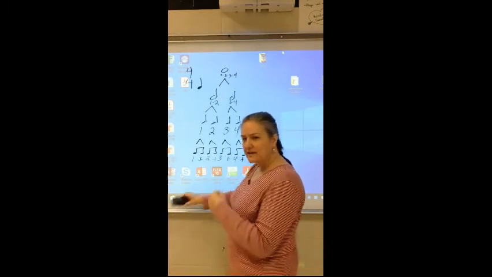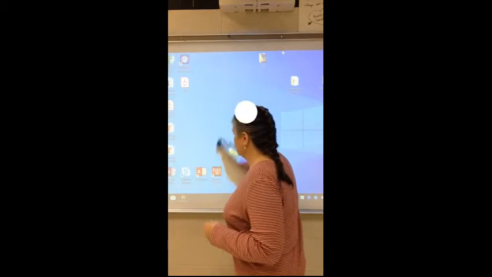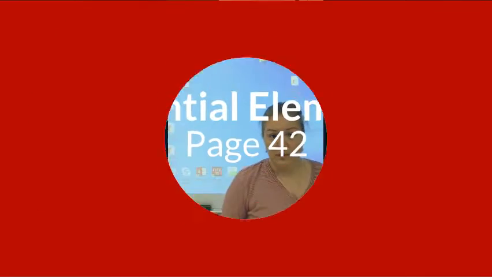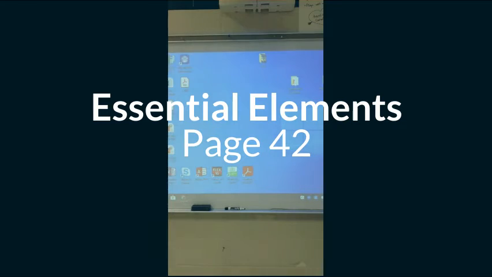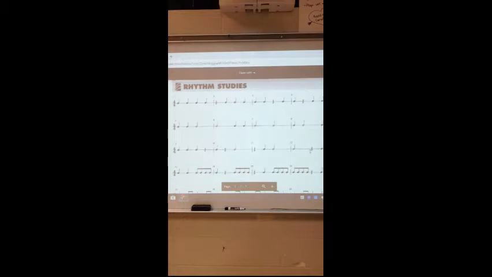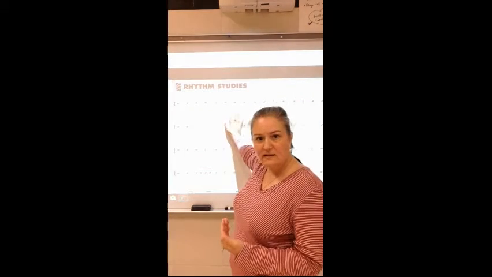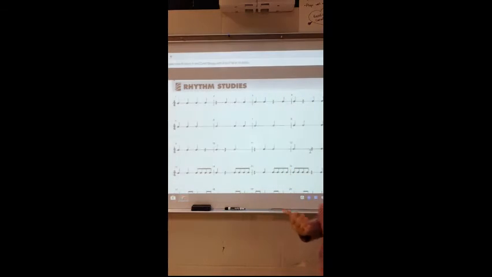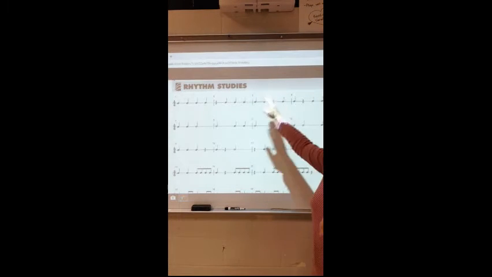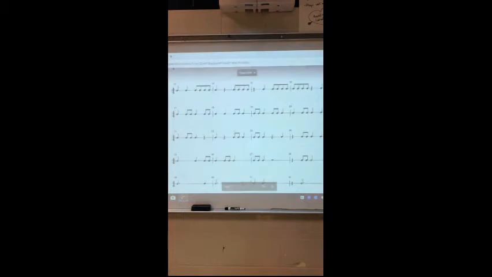Okay? I'm going to erase this now because I'm going to move on to your Essential Elements book, page 42. This is your rhythm studies on page 42 of the yellow book. I've just scanned it into the computer so that I can talk to you about that today. We have already done measures 1 through 12 here, so you're all set through those. And now we're going to take a look at the next couple of lines that have eighth notes in them.